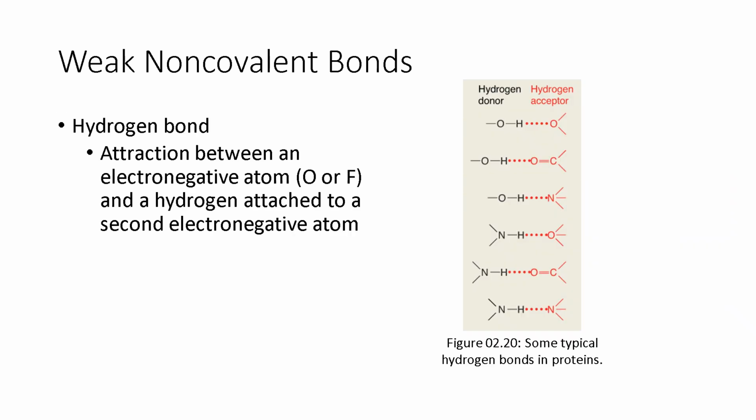Let's focus on hydrogen bonds, which occur when a hydrogen atom, bonded to an electronegative atom like oxygen or fluorine, is attracted to another electronegative atom. These bonds are crucial in maintaining the alpha helices and beta sheets of proteins. Figure 2.20 shows typical hydrogen bonding patterns in proteins.